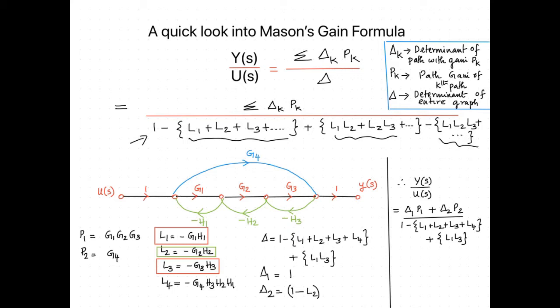So let us take an example. Here you are given a signal flow graph. Let us first start with identifying the forward paths. Basically there are two paths: P1, which is G1 G2 G3, and P2, which is given by G4. If you identify the loops, you can see that there are 4 loops: minus G1 H1, minus G2 H2, and minus G3 H3. These are simple loops which are easily identified, and L4, which is given by G4 times minus H3 minus H2 minus H1.